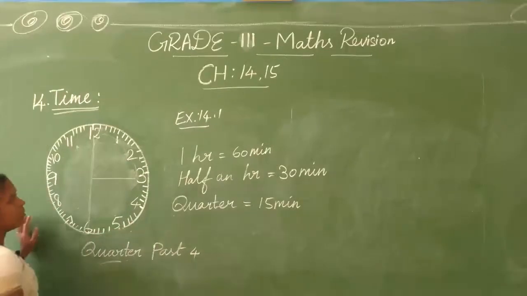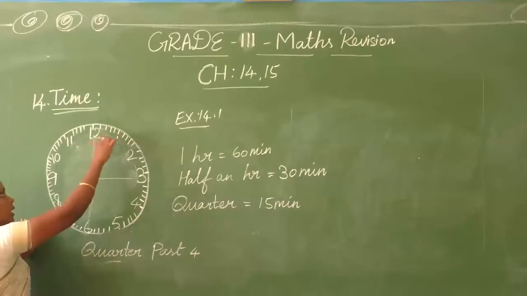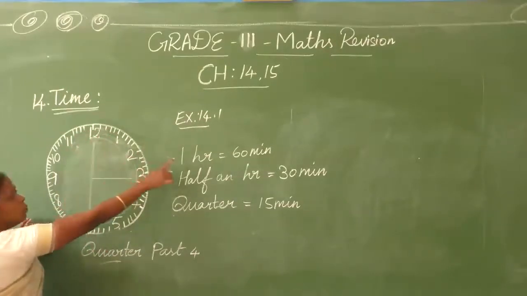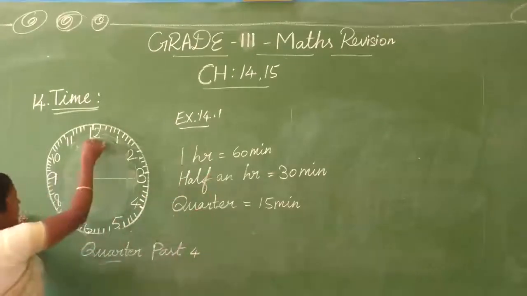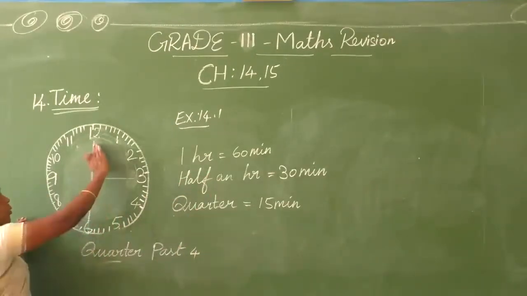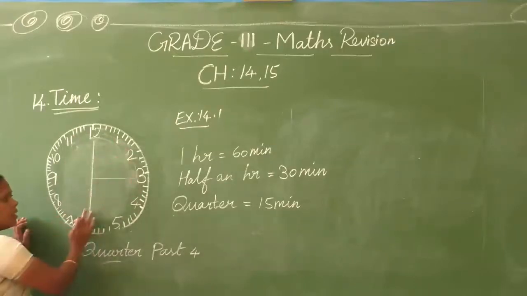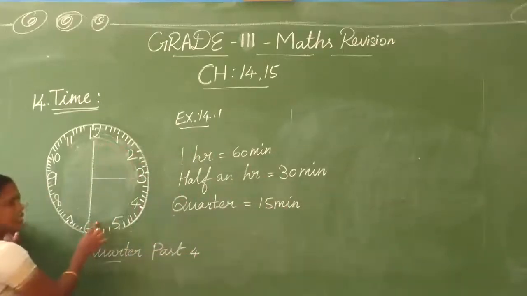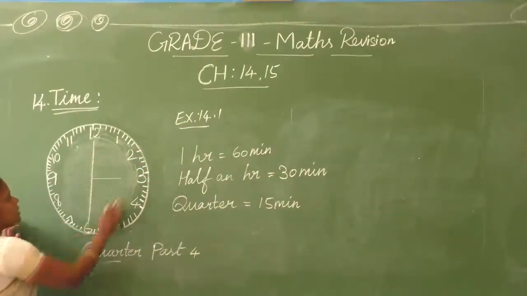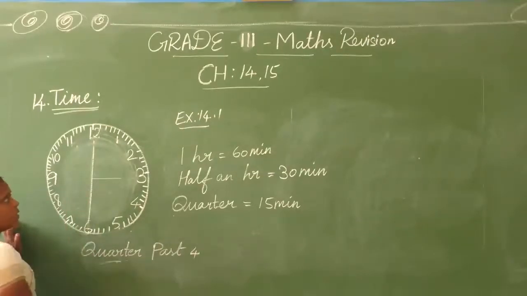Understood, children, what I am trying to tell? One complete round, 12 to 12, is 1 hour. Minutes-wise, 60 minutes. I am cutting it into 2 parts. So now this is half, this is another half. So half an hour, how do you tell in minutes? 30 minutes. This side 30 minutes, this side 30 minutes. There are 2 thirty-minutes in 1 hour.